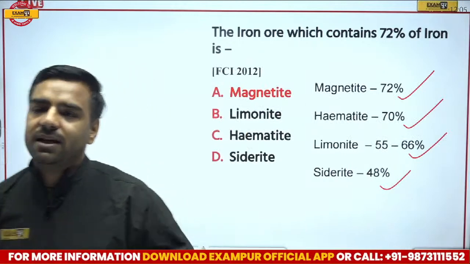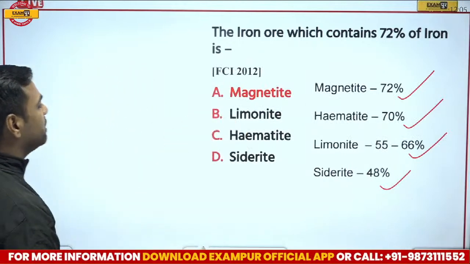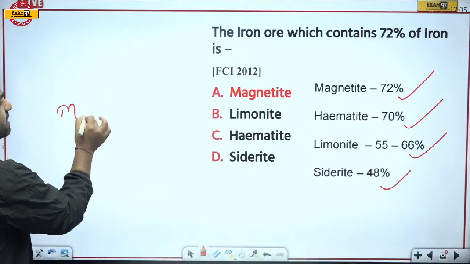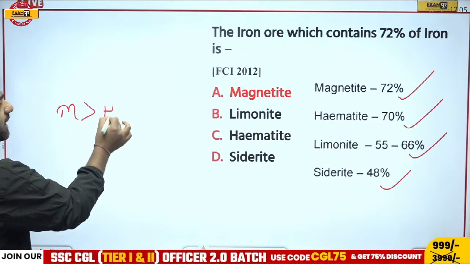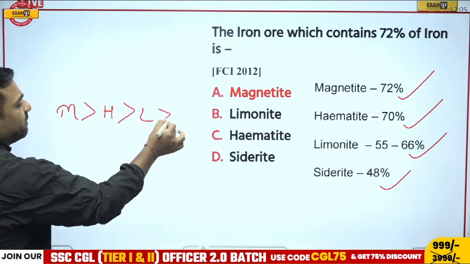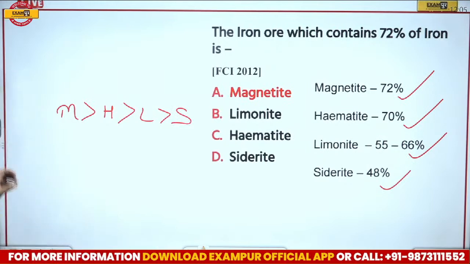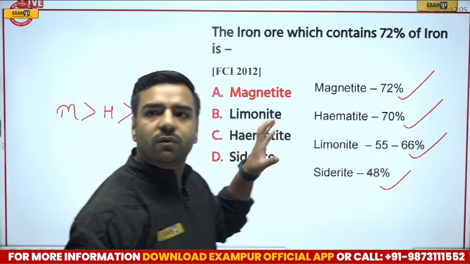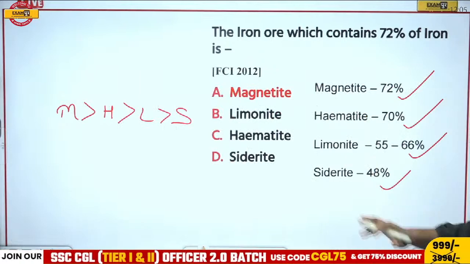So if I go with the sequence order, I'll write here. First one is magnetite, then hematite, then limonite, and then siderite, right? So this is the sequence order. We must remember that. Okay then, let's move forward.